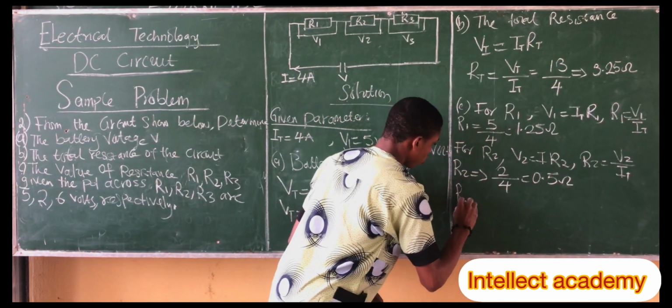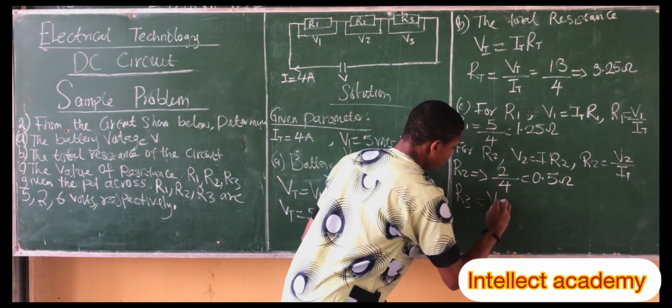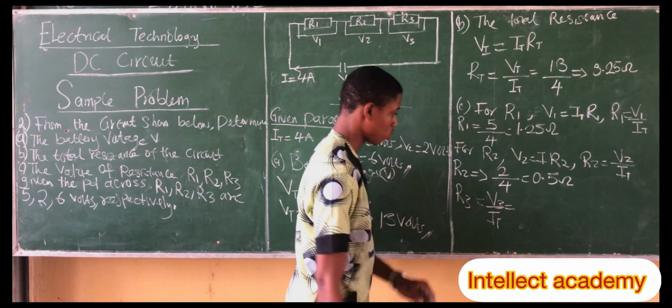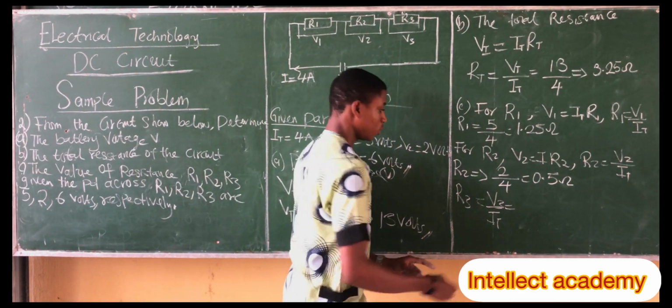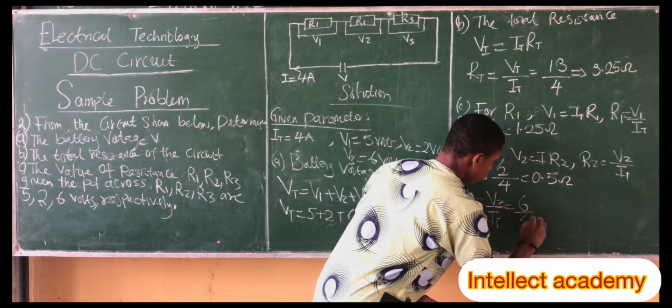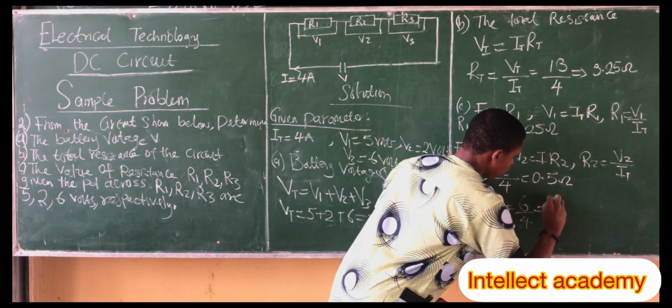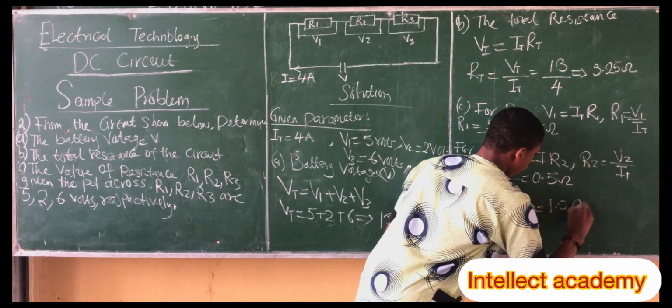So R3 will be equal to V3 over I total. So this will give us 6 over 4, which is equal to 1.5. So we have this as 1.5 ohms.